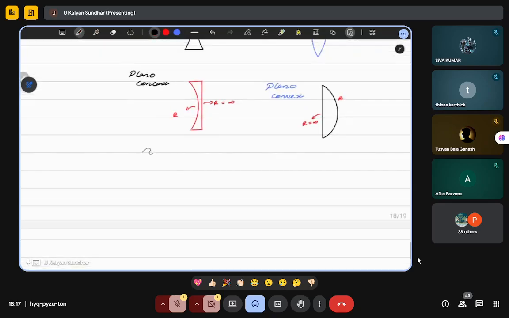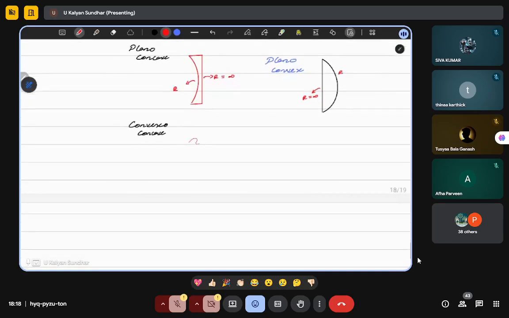Next, convexo concave mirror. So convexo concave, the same thing. Here both will have some radius. Rather than one being plane, it will have different radii. So it will be curved inward something like this, and similarly this will also be curved like this. Right? So this is your convexo concave mirror.